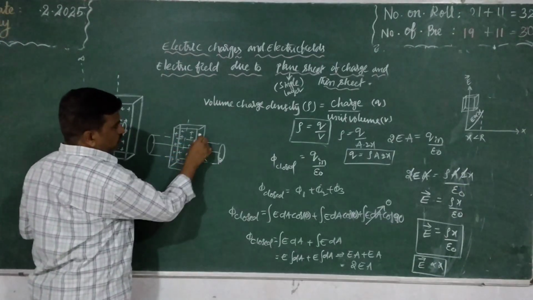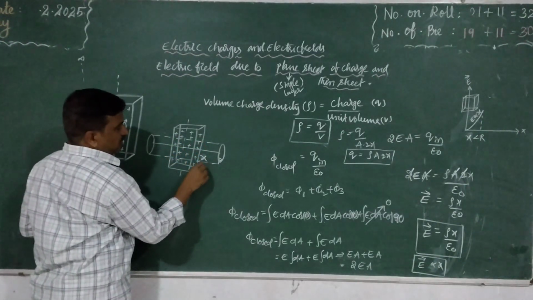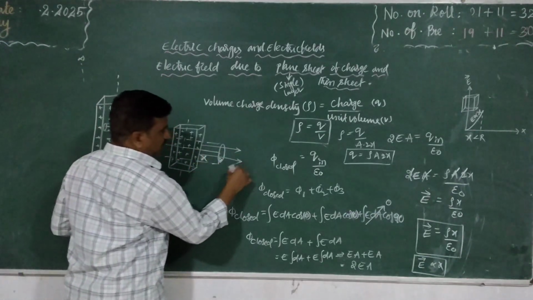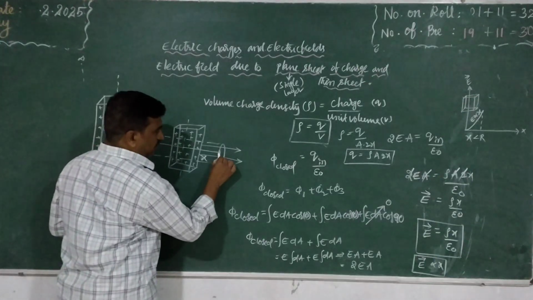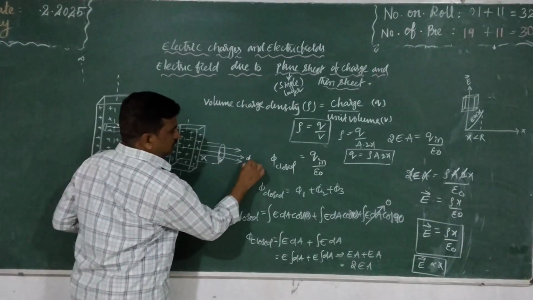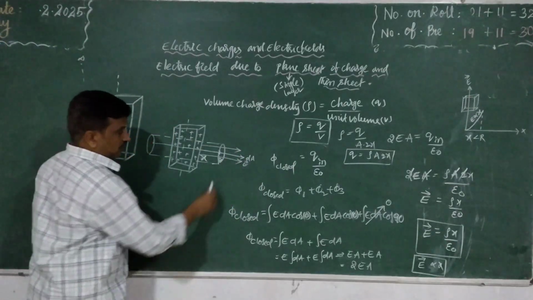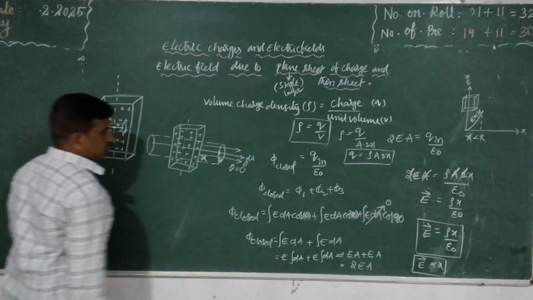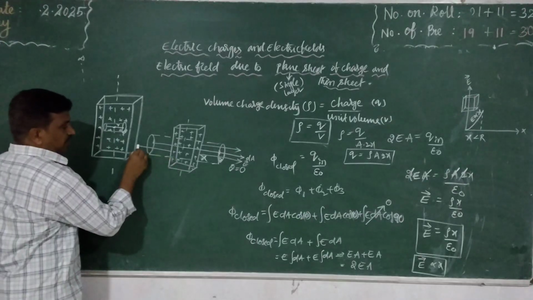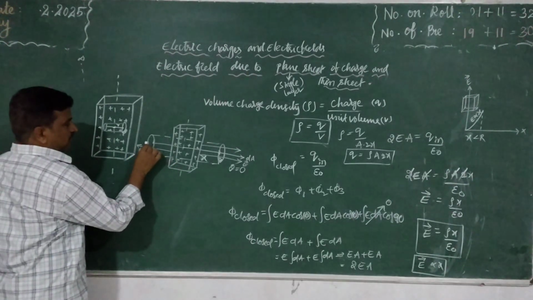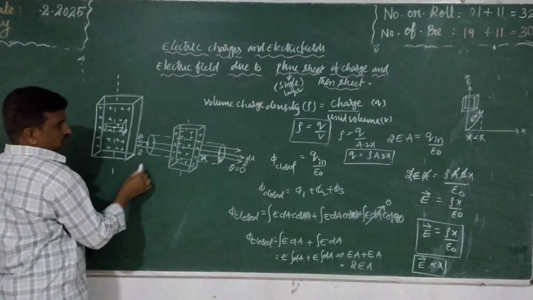Due to these positive charges, the electric field is radially outward. For example, here we can select an area. The area vector is dA, and the electric field is in this direction, so both are parallel to each other. So what is the angle? Theta here is 0. The electric field is E, and the area vector is dA here, so both are parallel.